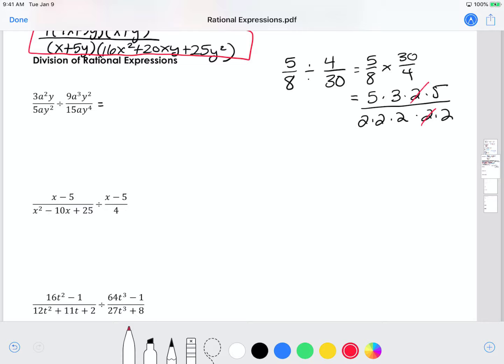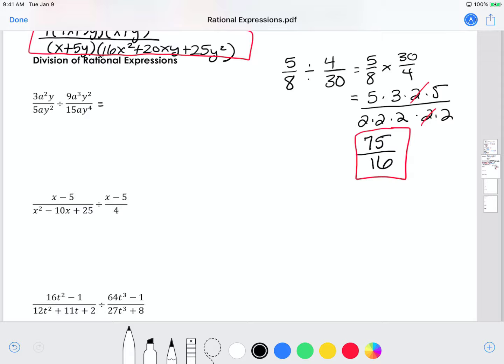So they have a 2 in common here, and it looks like that's it. So what would be left on the top would be 5 times 5, which is 25, times 3, which is 75, all over 2 times 2 times 2 times 2, which is 16. And this would be my final answer. So we're going to use that same procedure when we divide rational expressions, where we take the first fraction and multiply it by the reciprocal of the second fraction, and then we cross off what they have in common and simplify.